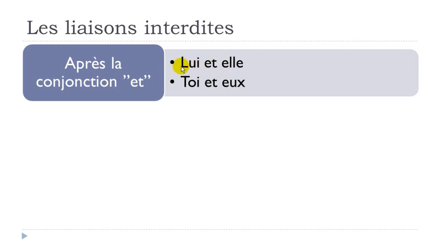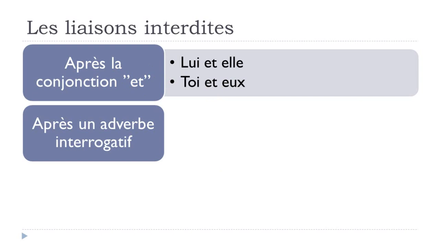Okay, so if you want to read it correctly here, it will go like lui et elle. All right, so don't think about putting something between the two. Don't think about producing something like lui et elle. No, no, no, nothing here. Lui et elle. Okay, and it will be exactly the same thing in this example here. Toi et eux. All right, so no liaison, even if it's a bit tempting, because it would be possible, but then no. So when you get this et, remember, no liaison after.